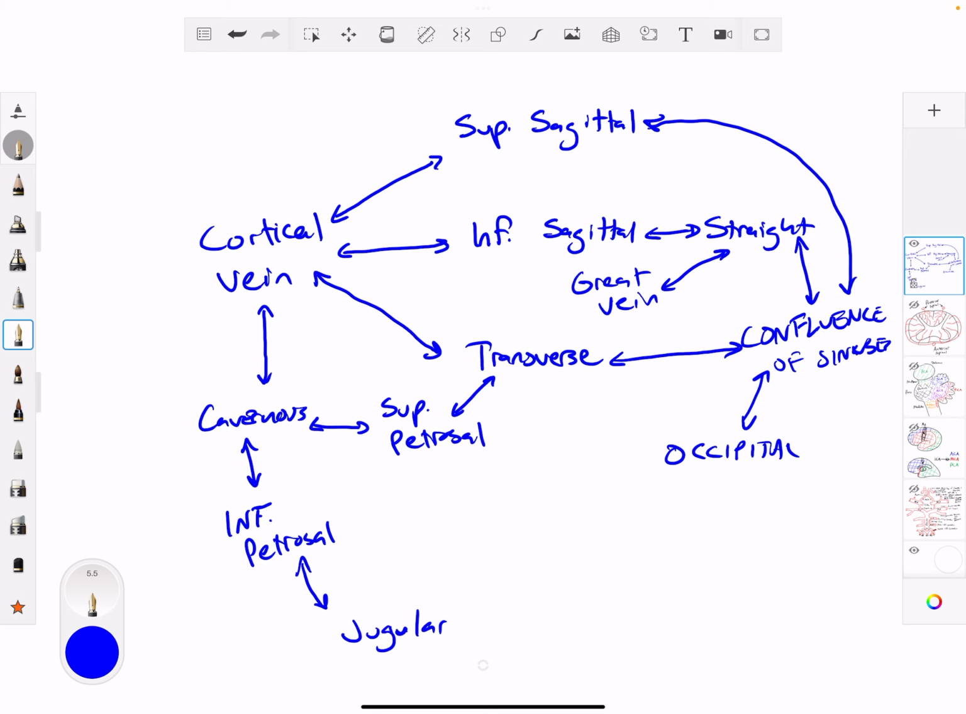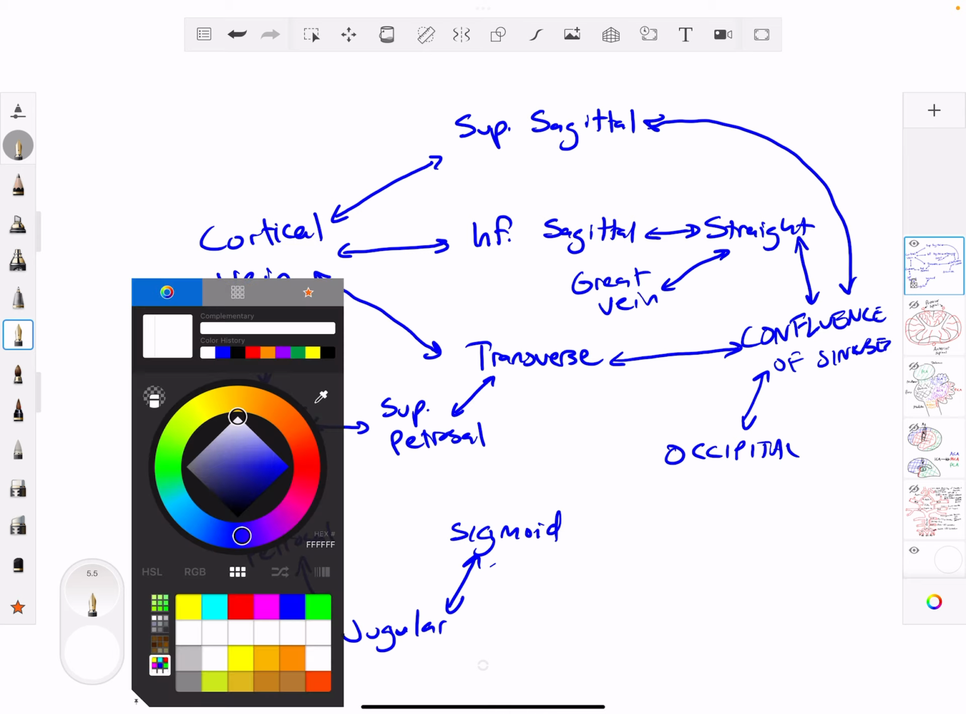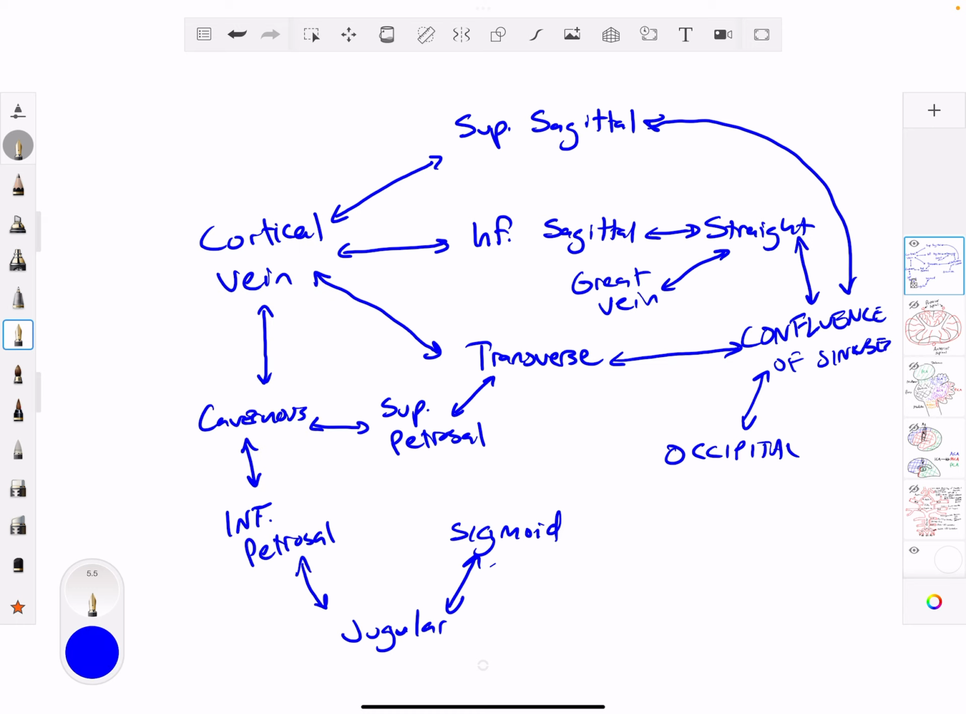We got other ways of getting there, though. The sigmoid sinus drains into the jugular, and the confluence of sinuses can get there via that transverse sinus. All right, what am I doing? Oh, I'm white now, okay. Superior petrosal drains in there. So you can see we got options on how we get out. Everything is all connected here.